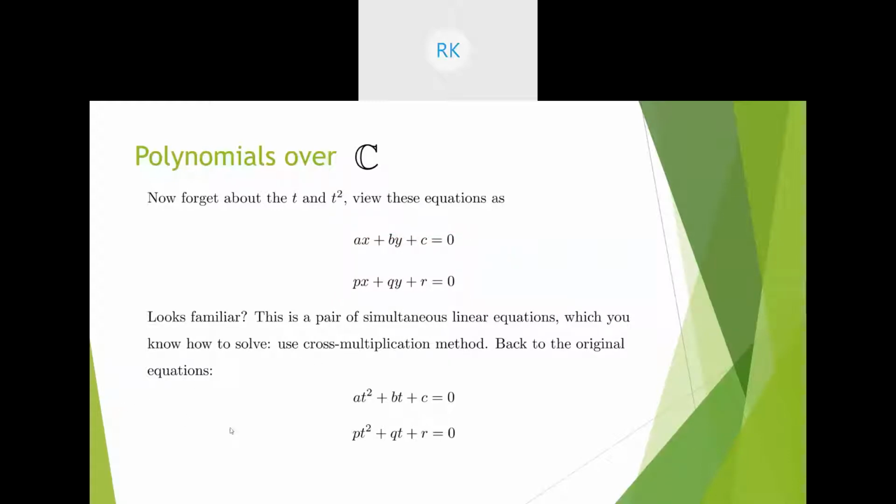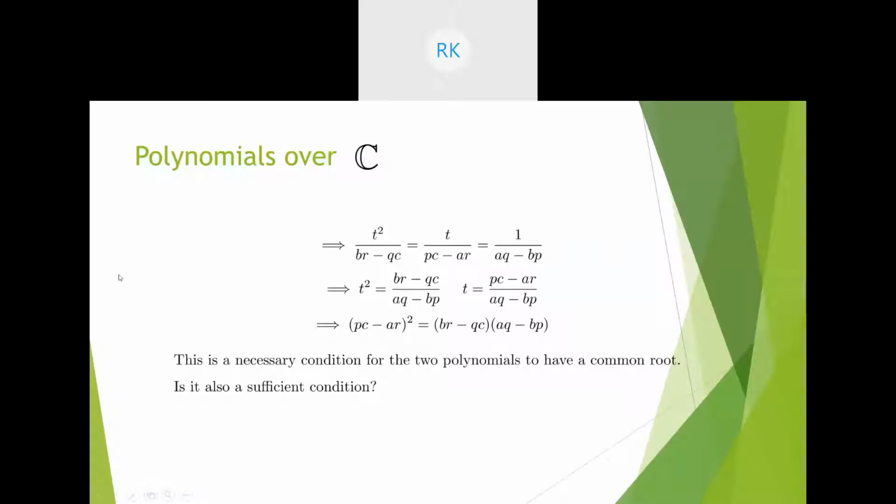The thing that we are doing in this case, when we are seemingly dividing by BR minus QC and PC minus AR, mind you, this is just a notation. This is not actually division. This is just a notation meant to help you remember the expression. This expression doesn't mean division.